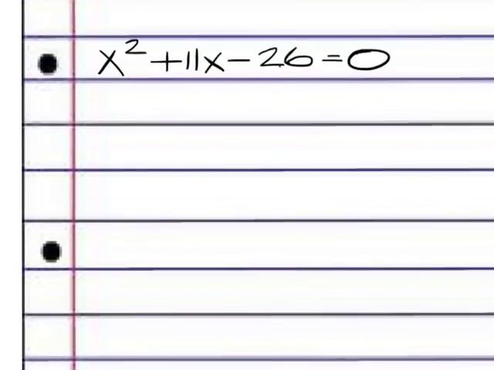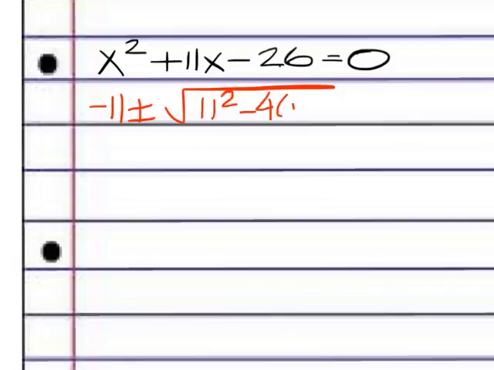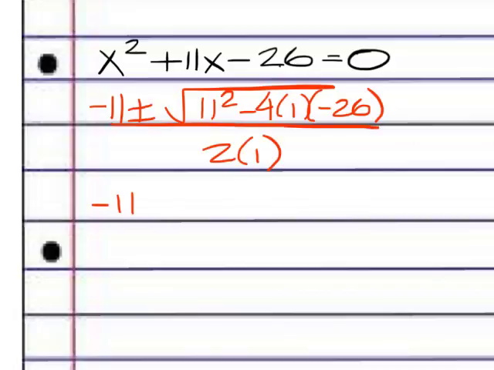Practice problem. You need A, B, and C. All right, when you plug it in, it should look like this: negative 11 plus or minus the square root of 11 squared minus 4 times 1 times negative 26, all of that over 2 times 1.